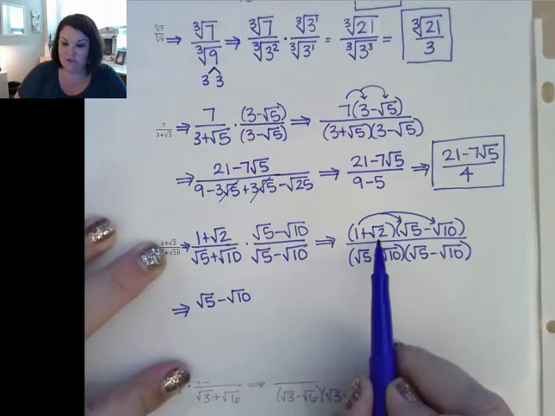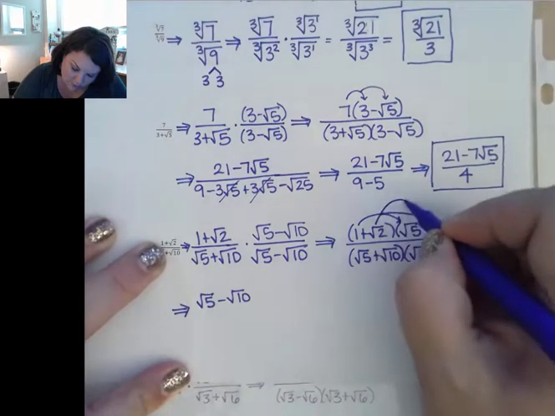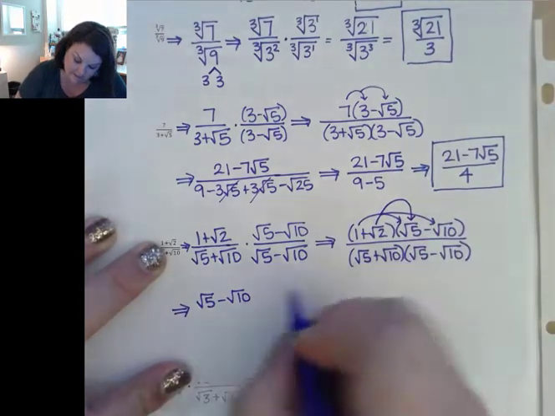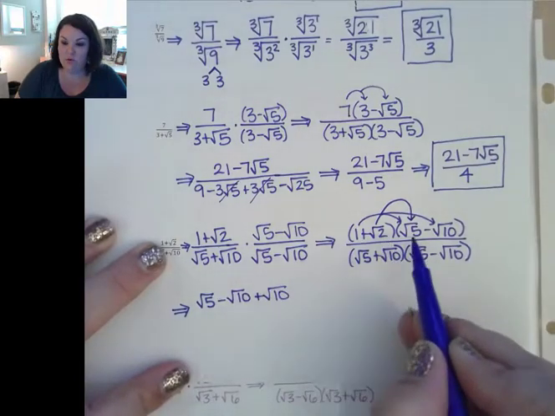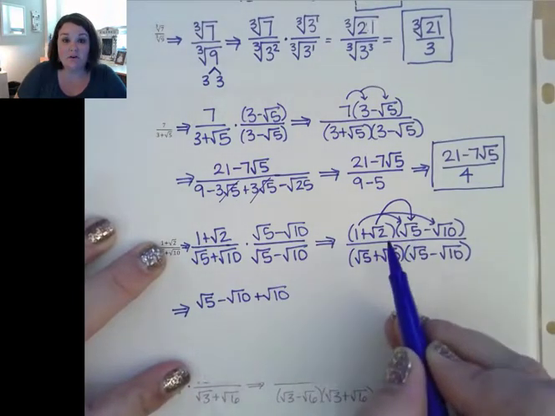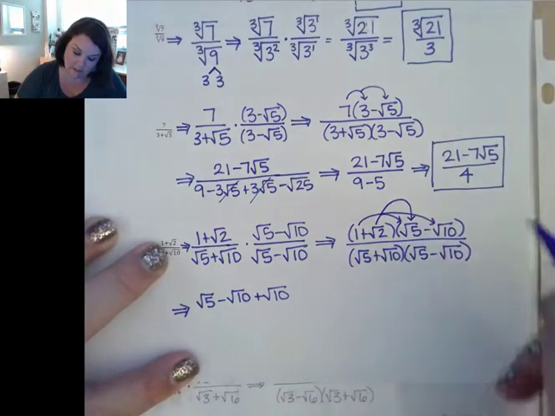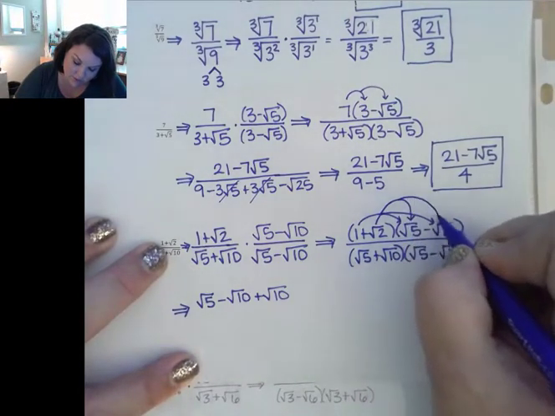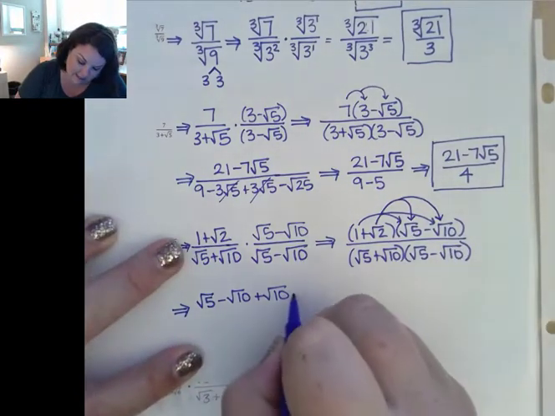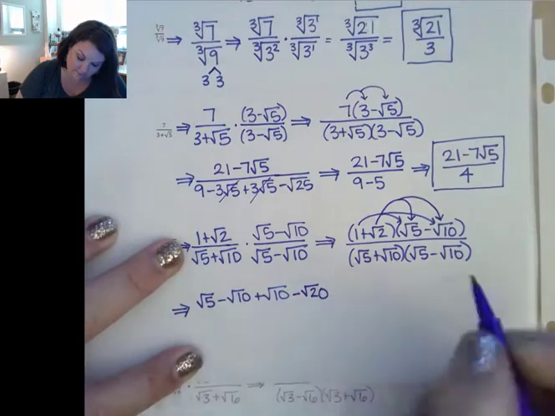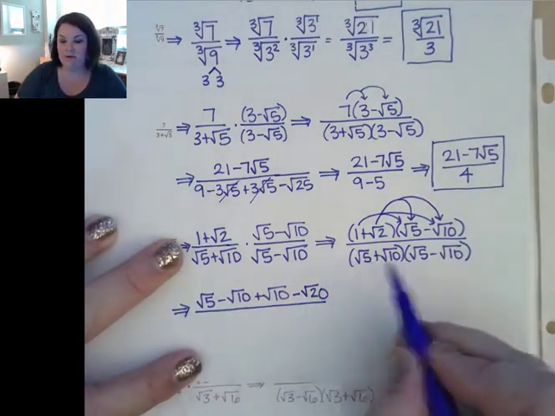And now I need to distribute my square root of 2. So square root of 2 times square root of 5 gives me a positive square root of 10, because I can multiply the 2 and the 5 together since they're both under the same type of radical. They're both under a square root, right? And then square root of 2 times negative square root of 10 is going to give me a negative square root of 20.